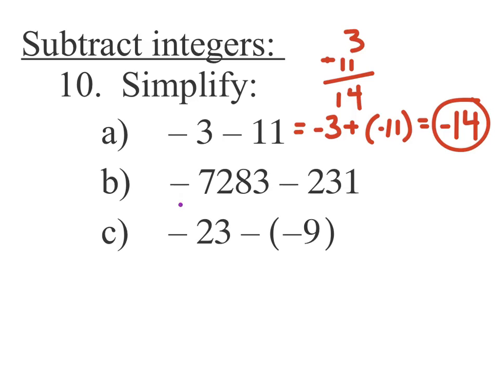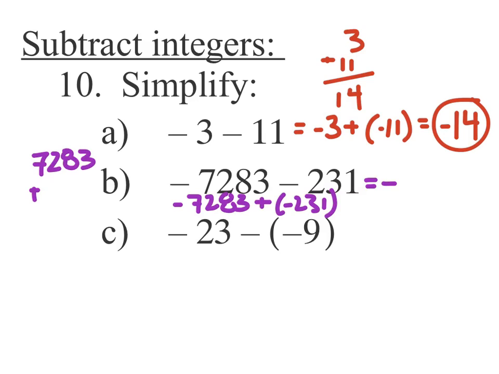Same with this next problem. You could write it as negative 7,283 plus this negative 231, which again is going to show that our answer is more negative. But then I got to take those two values and add them together. So 7,283 plus 231. Again, we just need to remember that the answer is going to be negative.